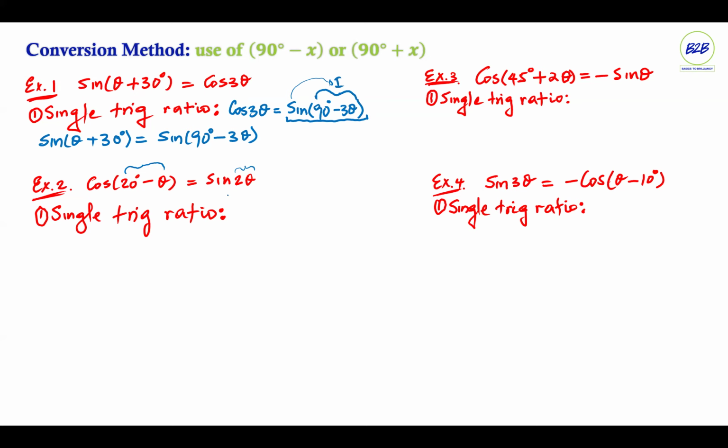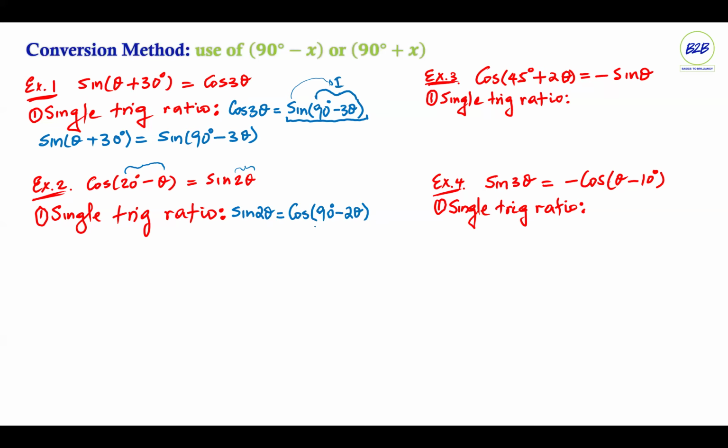So that means based on my recommendation, let us convert sine 2 theta. If we want to convert sine 2 theta based on either 90 degrees minus x or 90 degrees plus x, we must ask ourselves a question. Before sine 2 theta became sine 2 theta, what was it? It was cos of what? 90 degrees minus 2 theta.